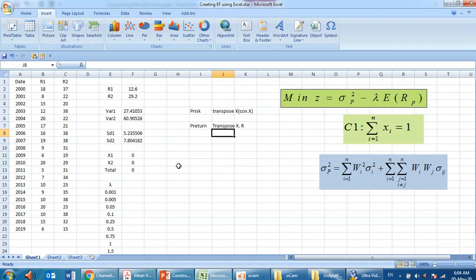If I take the transpose of the 2 by 1, it becomes 1 by 2. The matrix becomes 1 by 2 and is multiplied by this matrix, which is 2 by 1. When the inner dimensions are the same, what happens? The result is a 1 by 1 matrix. This is why we have done this. Why have I taken the transpose? Because both the weights and the returns were 2 by 1 matrices.